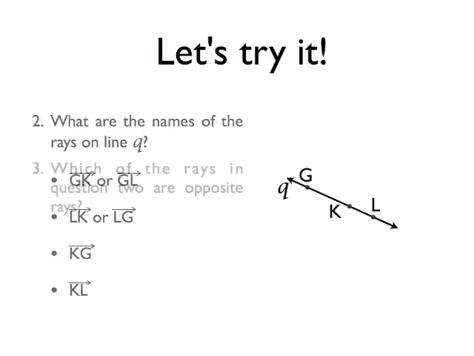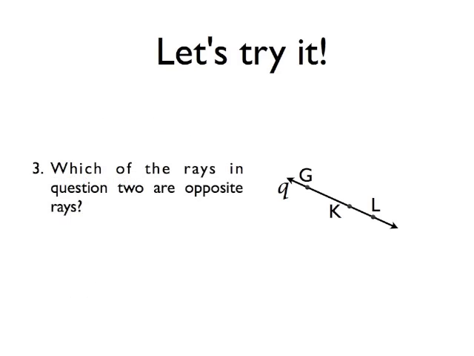And finally, which of the rays in question 2 are opposite rays? Those would be the rays in the middle, ray KG and ray KL. They have the same endpoint, and they go in opposite directions, forming a line. Now you'll do a quick question on your own, and then come back for some postulates.